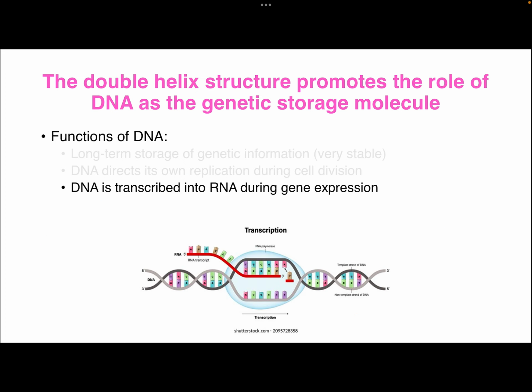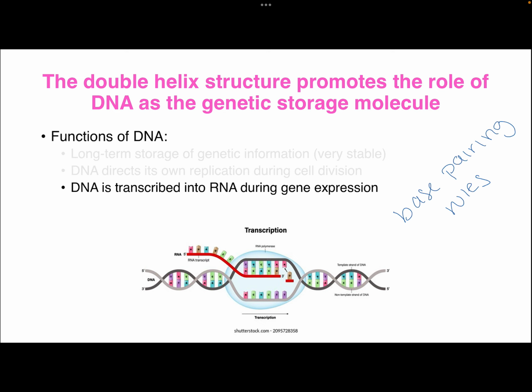The same idea is true of transcription. As the genetic storage molecule, DNA also has to be accessible to have those instructions converted into a usable form. That's transcription. This works in the exact same way. This is the same thing, base pairing rules.